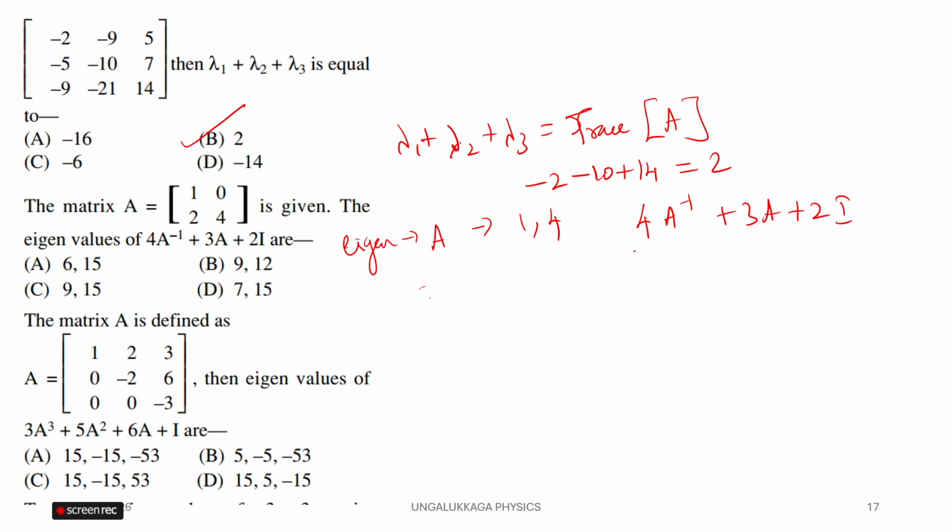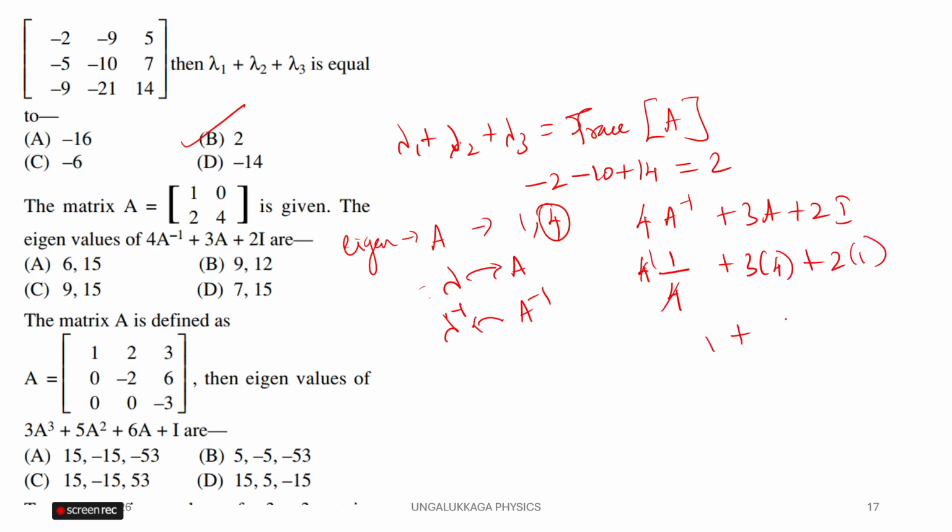Now we have to find A inverse. Suppose we have eigenvalue lambda for matrix A, then for A inverse the eigenvalue is lambda inverse. Let's take 4 as the eigenvalue: 4 into 1 by 4 plus 3 into 4 plus 2I, where I is the identity matrix, which is 1. So 1 plus 12 plus 2, which is 15. We have three options which carry 15.